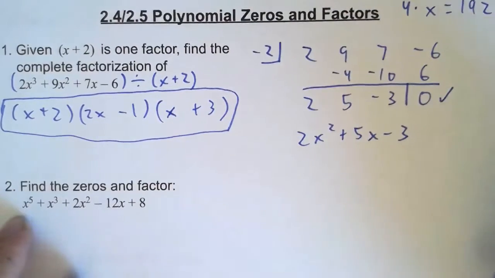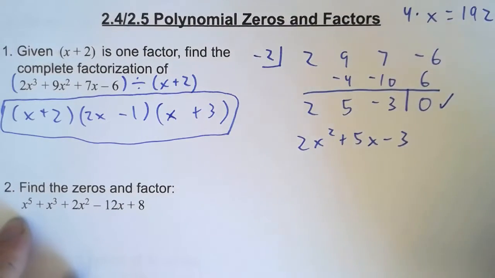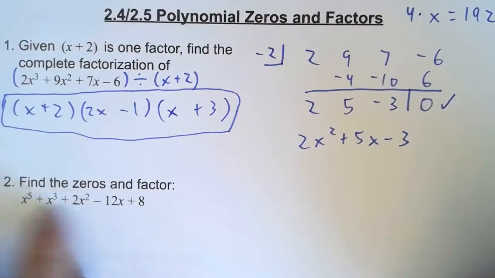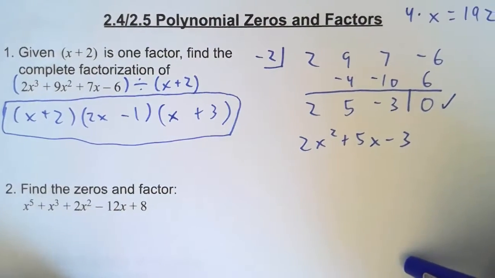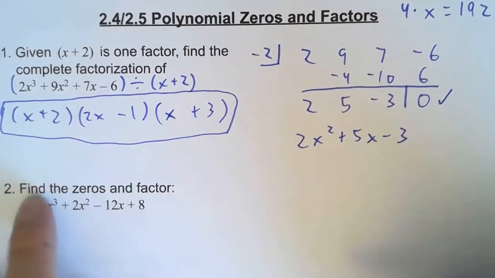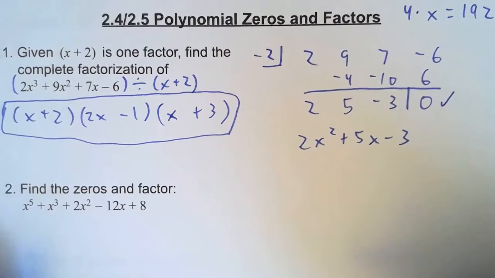It's the x to the 5th polynomial. That's a pretty high degree polynomial. It's got 5 terms here. Grouping's definitely not going to work. So what are we going to do? Now notice this one says find the zeros and factor. It's not really that much more work though, because if we know the zeros, we know the factors. If we know the factors, we know the zeros.